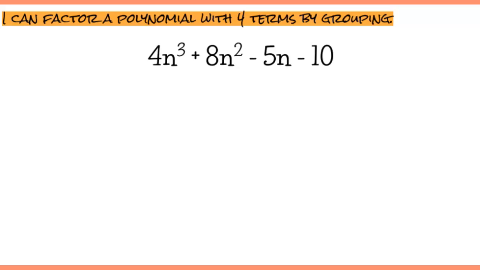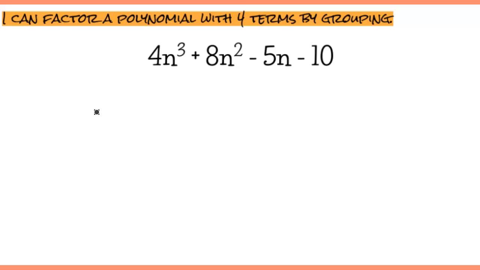All right, so when we're factoring a polynomial by grouping, the first thing we want to check for is, is there a GCF? Is there a greatest common factor between all four of my terms? And if there isn't, then I go on to the next step. So the next step is draw a box.